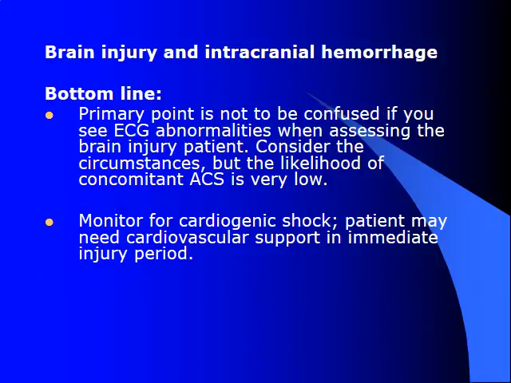The bottom line here, the primary point is not to be confused if you see ECG abnormalities when assessing the brain injury patient. Consider the circumstances, but the likelihood of concomitant ACS is very low in a brain injury patient, but you still need to monitor these patients for cardiogenic shock because they may need cardiovascular support in the immediate injury period.